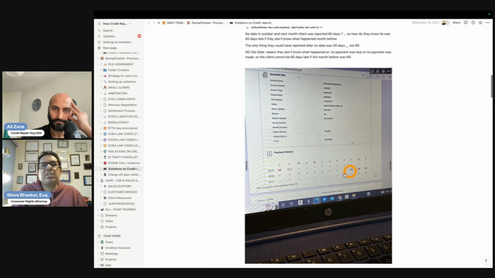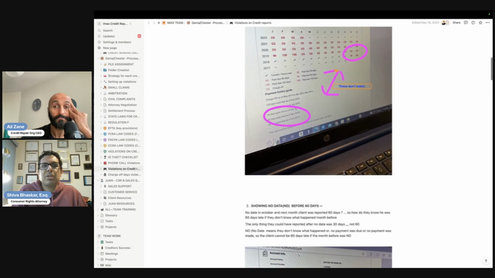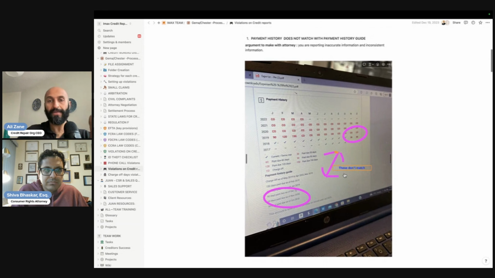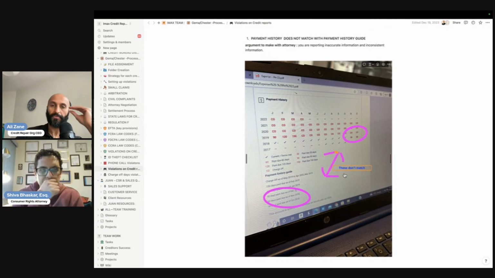Another big issue I see is reporting credit limits on accounts that are closed. By the way, let's just go by this so that they could see the visuals of this too, right? This is a document that we've created that we actually use internally to look for the violations, right?